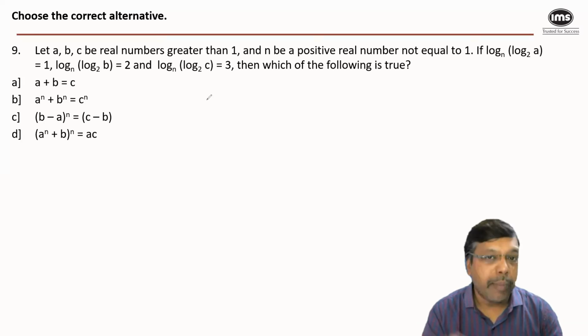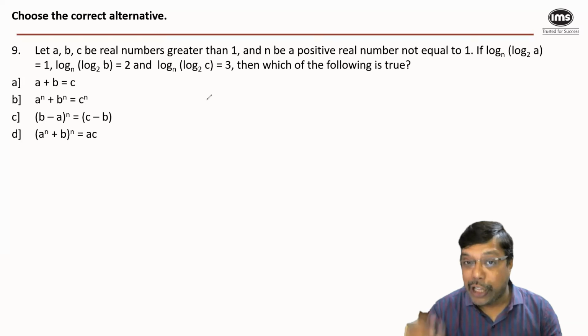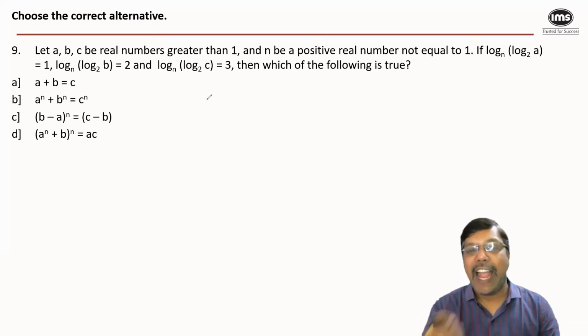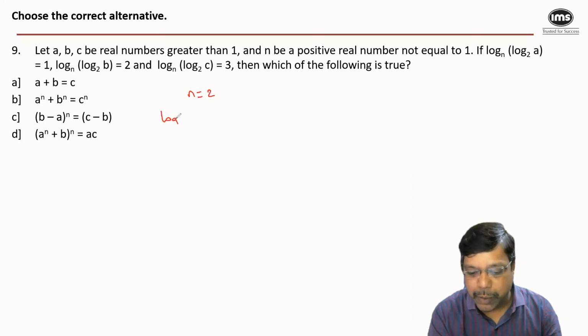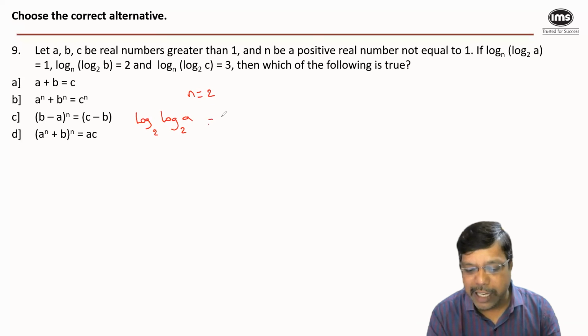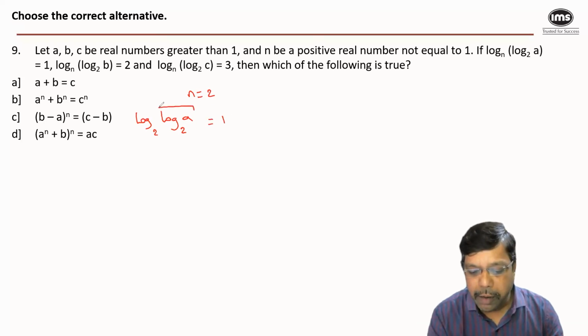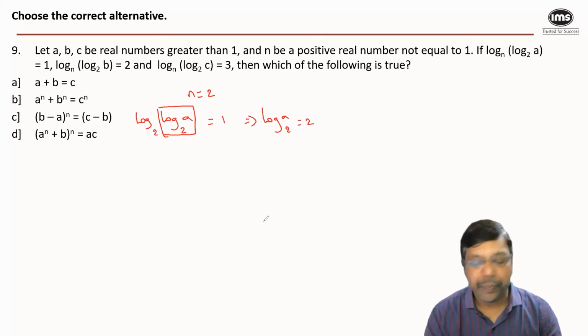Suppose, normally I would have taken n as 1, but in the question it's mentioned explicitly that n is a positive real number not equal to 1. So if I take n is equal to 2, then the first expression, log of log a base 2 base 2 is equal to 1. So by definition of logarithm, I can say log a base 2 is equal to 2. By applying the same definition, I get a is equal to 2 square, 4.